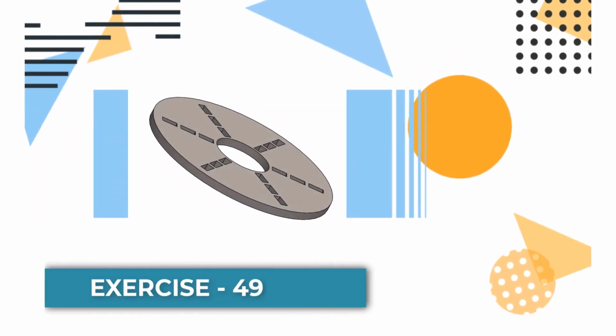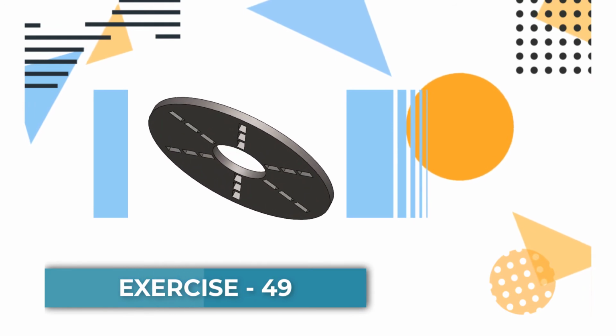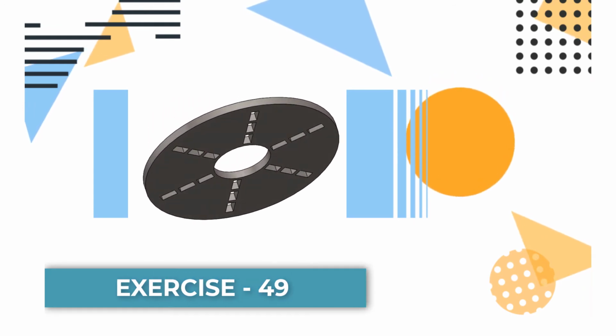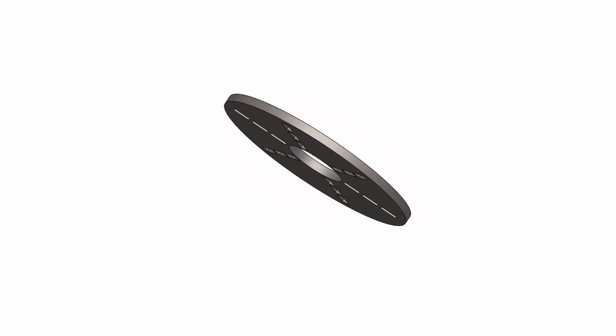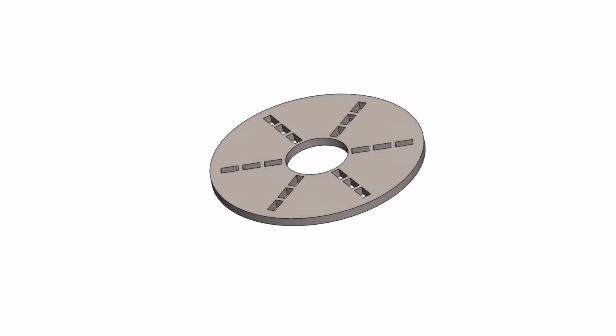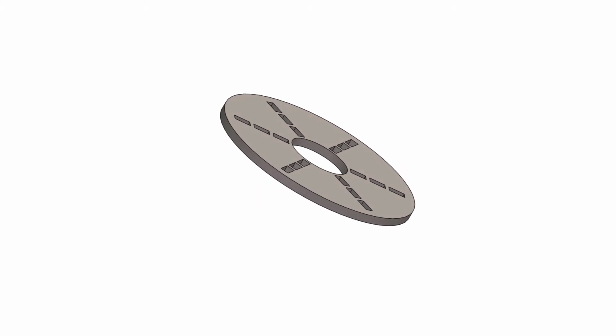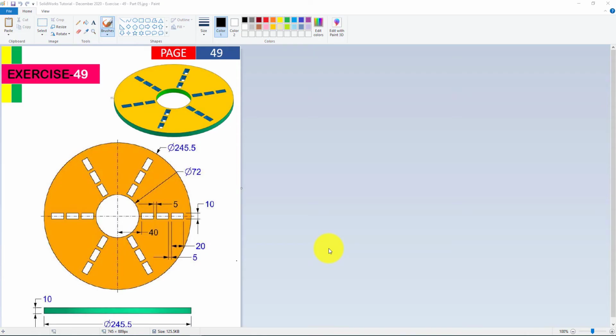Today we are going to solve exercise number 49. We will use SolidWorks 2020 for designing this part. This free SolidWorks video tutorial will help you learn 3D CAD designing. In this video you will learn the use of various SolidWorks tools like construction lines, circles, rectangle, pattern, circular pattern, and extrude. We will use only one sketch and one extrude command for completing this exercise. First, we are going to draw the top view of the part.